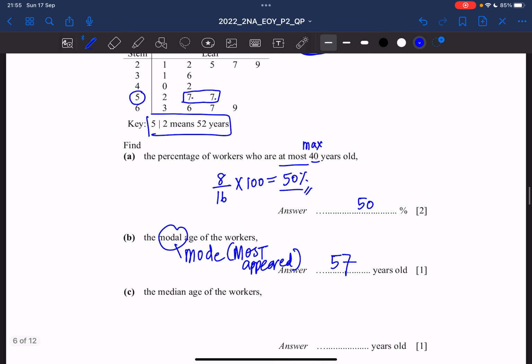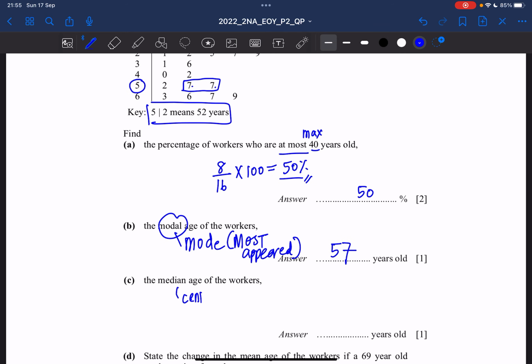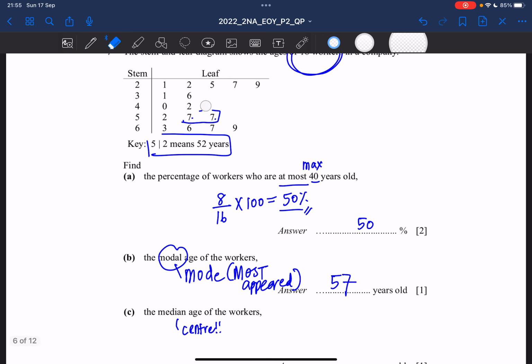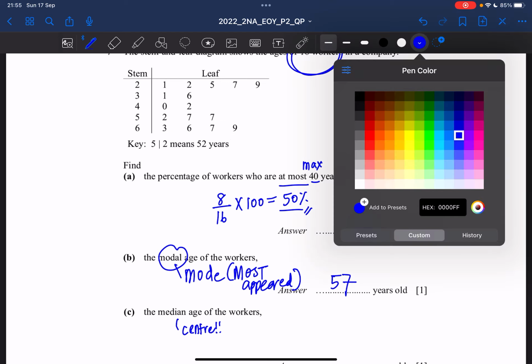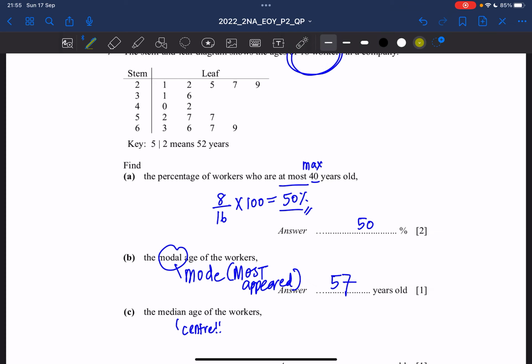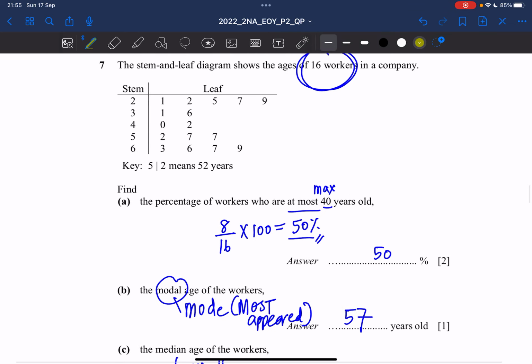Now the median age of the workers. So median is the center. So what we need to do is cancel off the front and the back. Okay, let's use a lighter color. So we cancel the front and the back. The front and the back. The front, back. Then the front and the back, again and again. Then we notice that we have 2 in the center here.